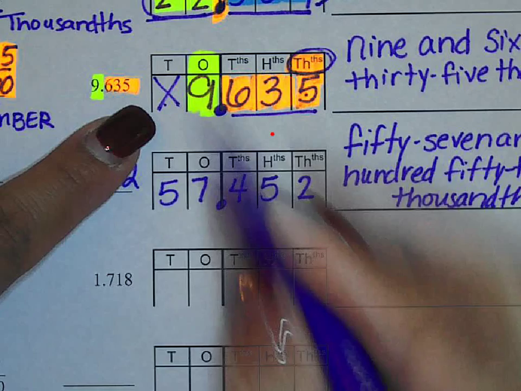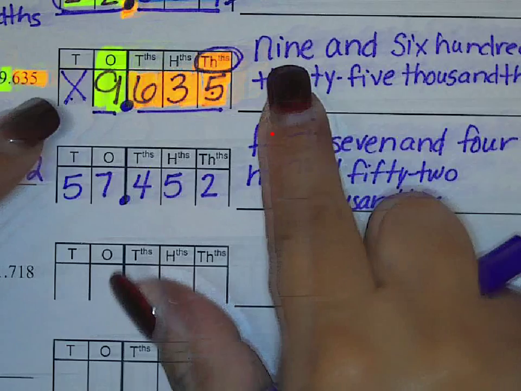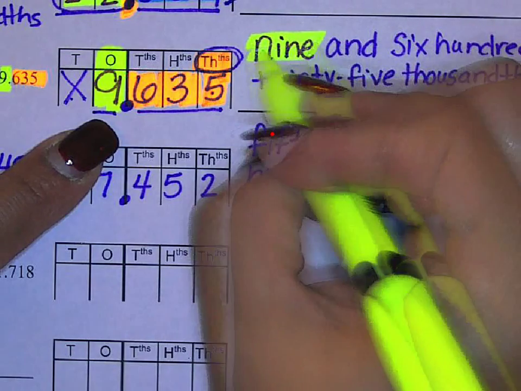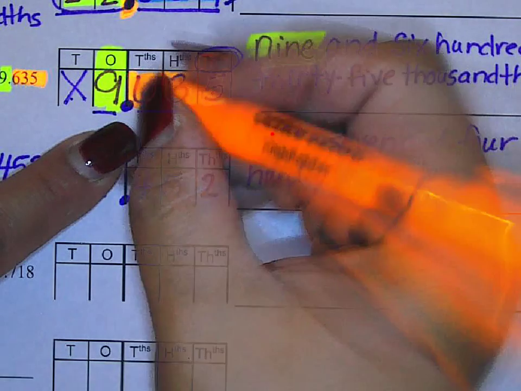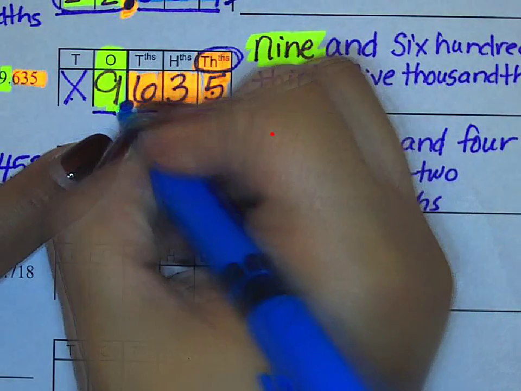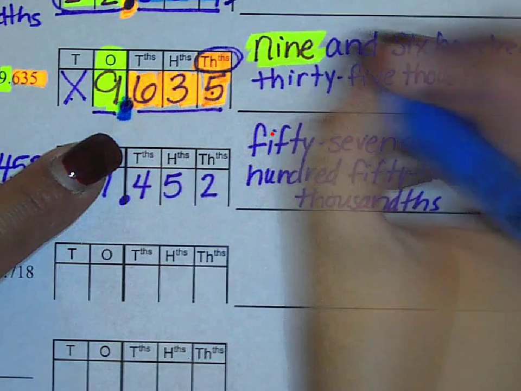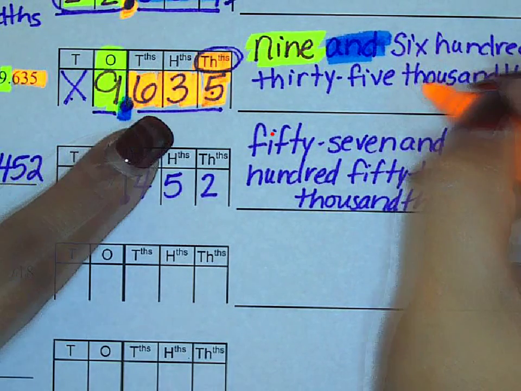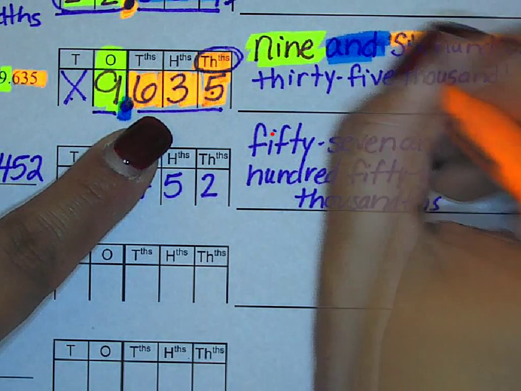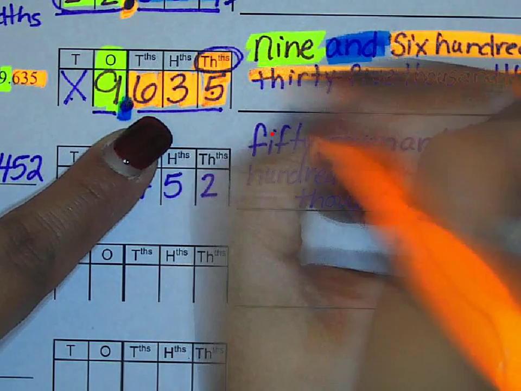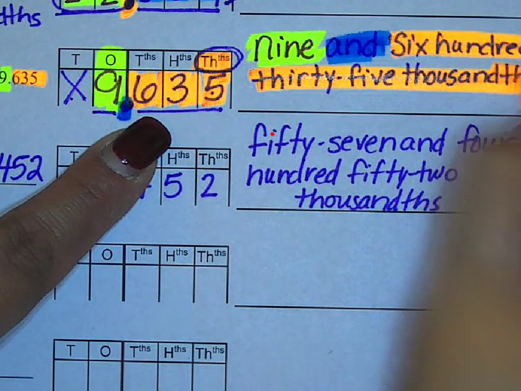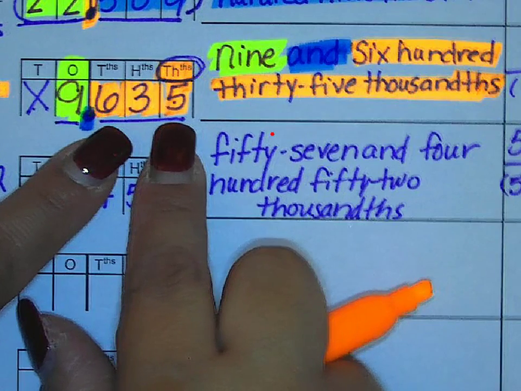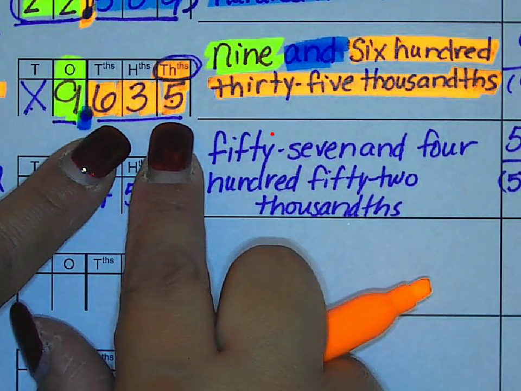And now when I break it up to write it in words, I write the 9, which is right here. I take my decimal, and then I write the rest of my number, which is 635 thousandths. Just the way it is there. Anybody have any questions about how that is written?